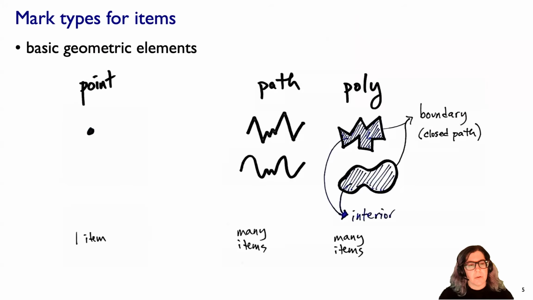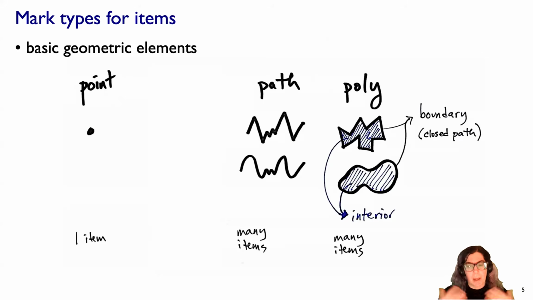At the item level, we have three fundamental kinds of marks. These are these basic geometric elements. You can think of them as ink on a page or pixels on a screen. And the mark that represents a single item is a point mark. So one item, one point mark. We can also have these more complex mark types that represent many items at once. So data for many different things.